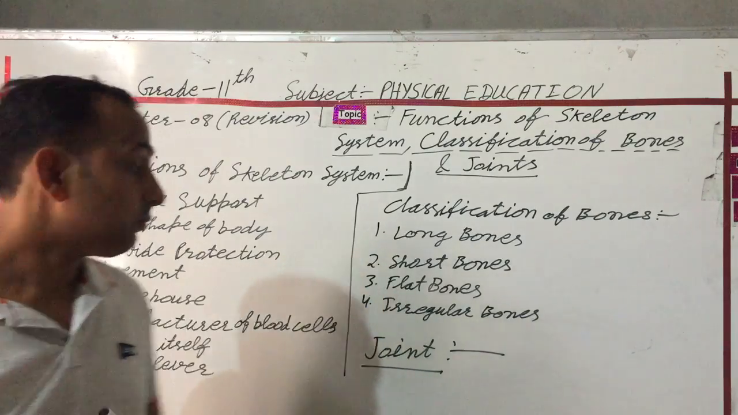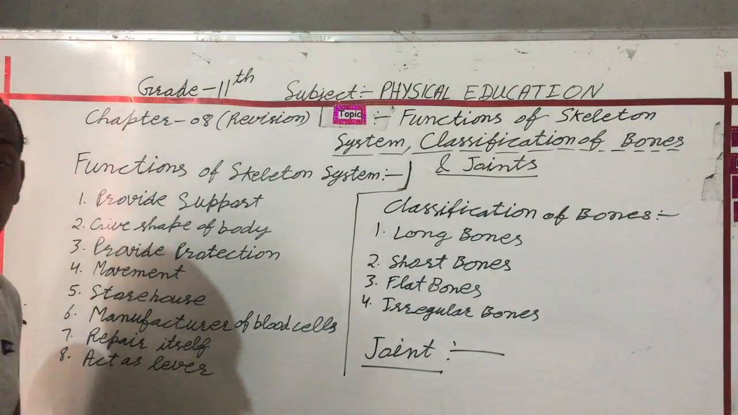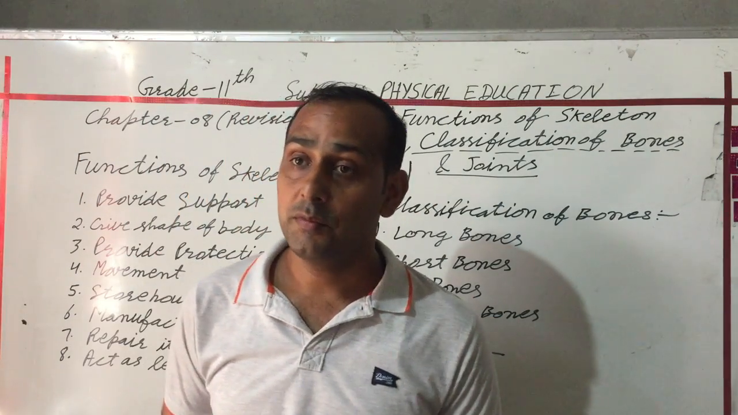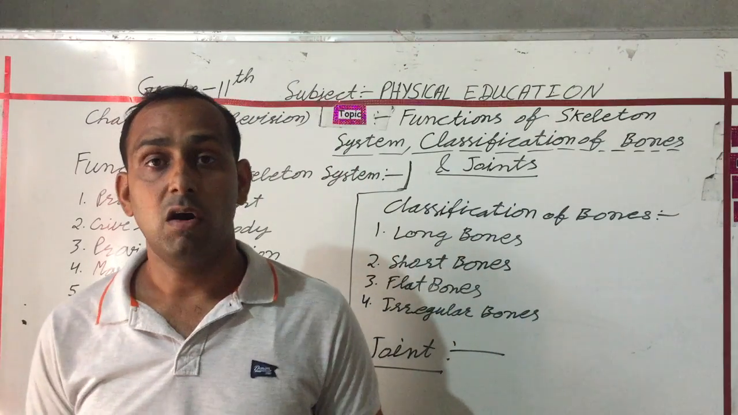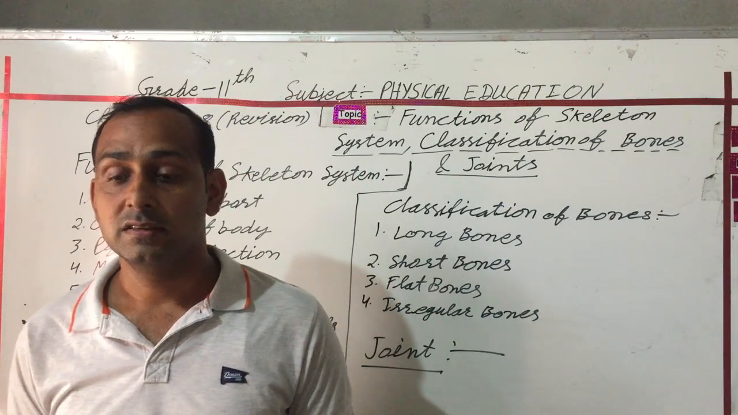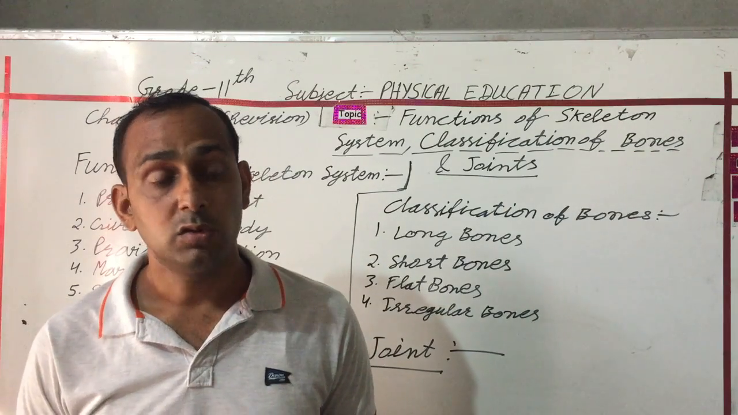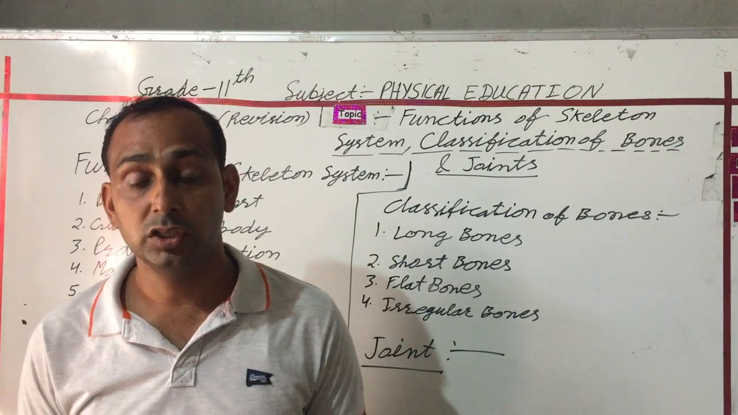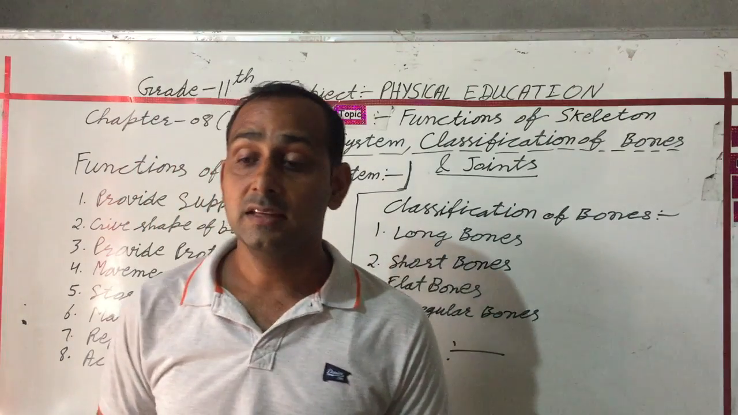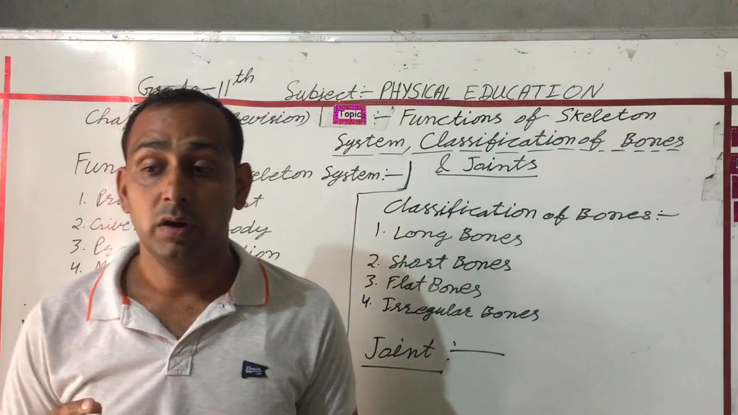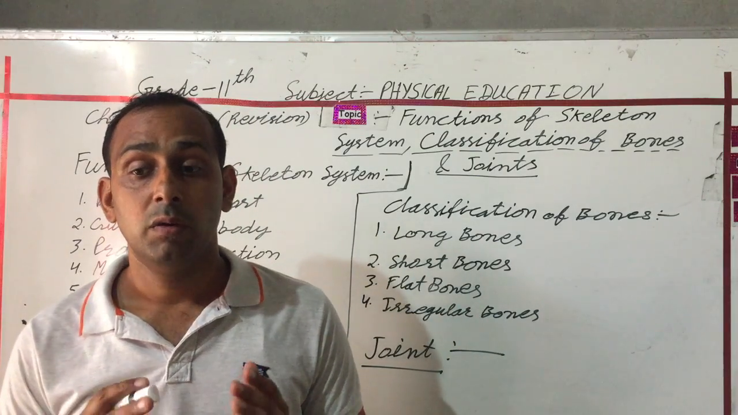Next is the manufacture of blood cells. Bones are capable of manufacturing red blood cells, RBCs. So RBC production takes place in bone marrow. Bone marrow is found in the center of long bones.